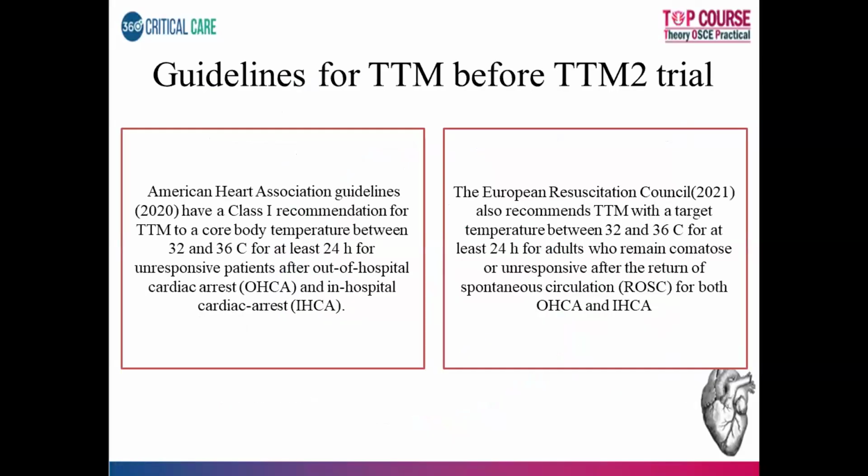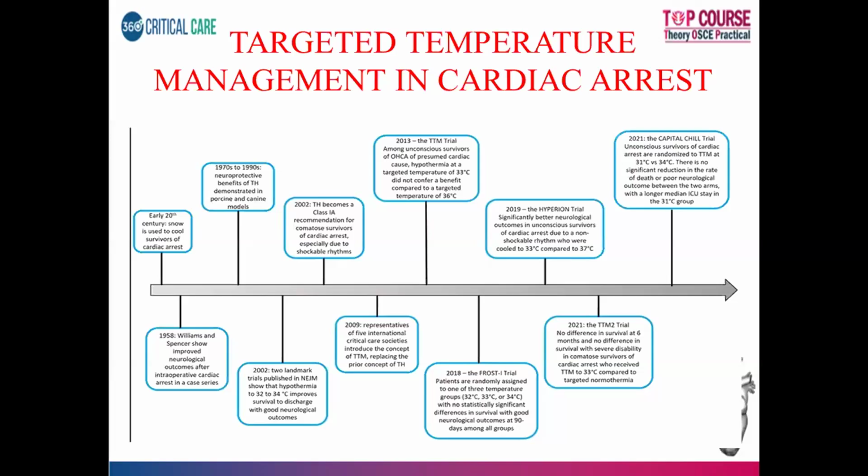Okay. Now coming to the targeted temperature management. So as I told, this is also an important topic. There is a lot of confusion whether to do this targeted temperature management, what should be the temperature that has to be maintained, whether therapeutic hypothermia is still followed. Okay, so we will see about this. So if you come to the early 20th century, they used snow for the survivors of cardiac arrest. Okay, slowly there were lots of trials which were ongoing, and by 2022, therapeutic hypothermia had become a class 1 recommendation for all the comatose survivors of cardiac arrest, especially due to shockable rhythms.